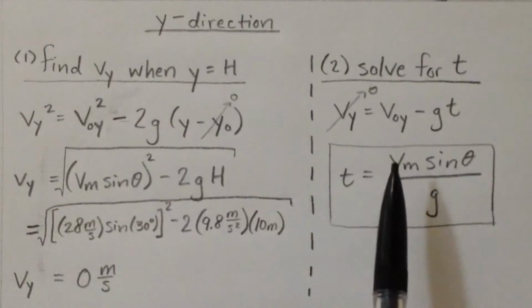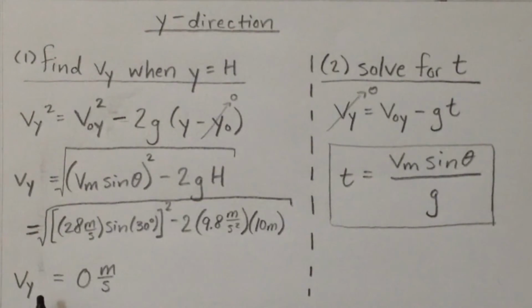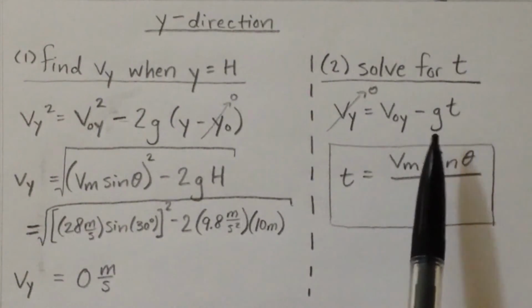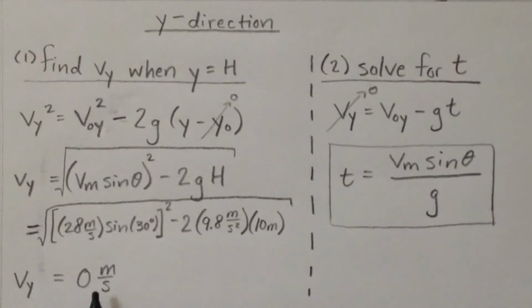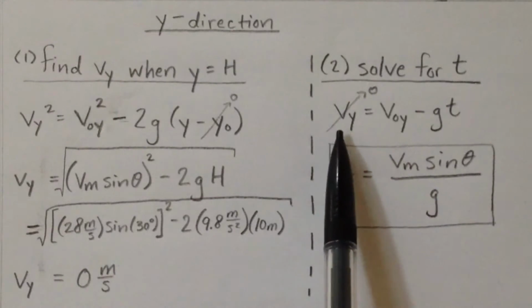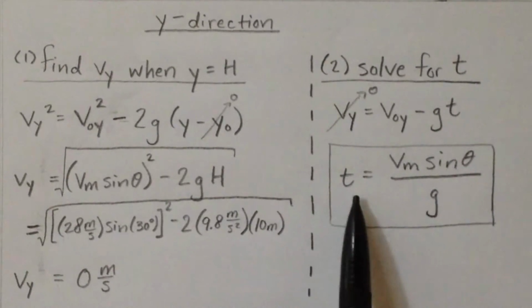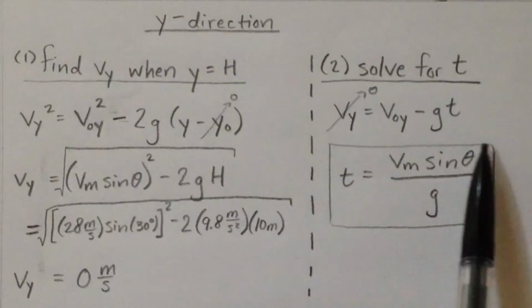The second step, now knowing what the velocity is, is to solve for the amount of time it takes for the projectile to go from its initial velocity to 0. We set Vy equal to 0 and solve for t to get this expression here for the amount of time the projectile is in the air.